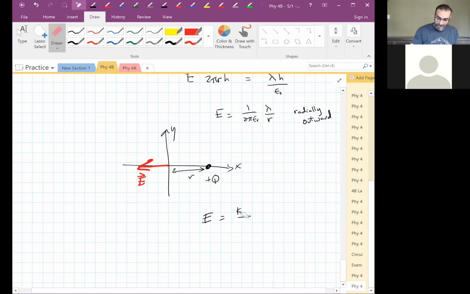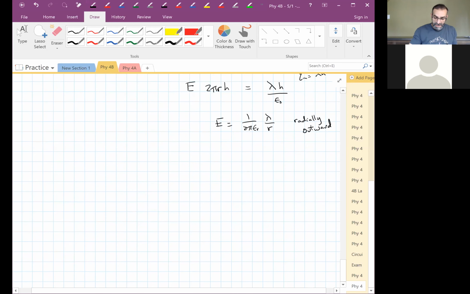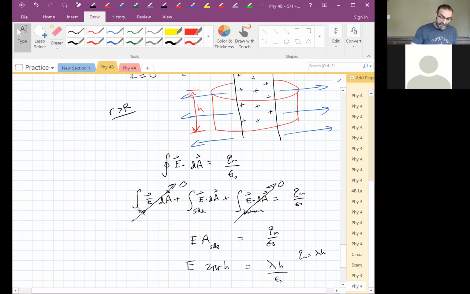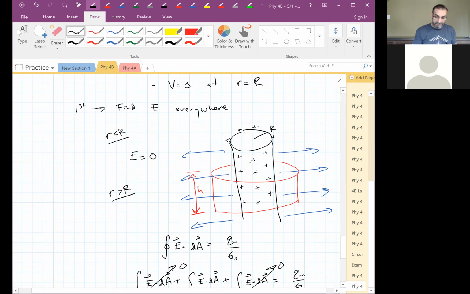So make sure your direction makes sense with what's given, what the geometry of the situation is. So I'm just writing here radially outward, but I could put an r hat there, right? That r hat means radially outward. Okay, enough of that. Let's move on. So we've got our electric field everywhere.